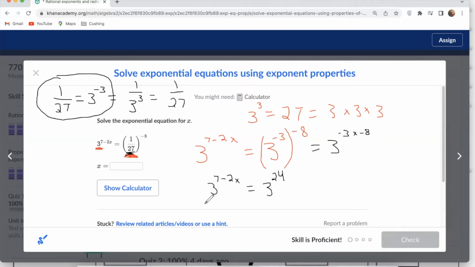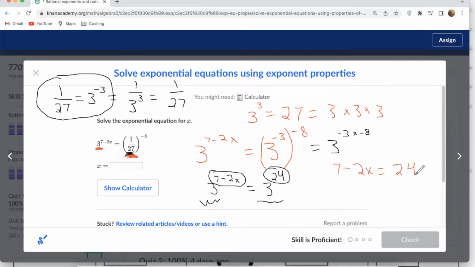Now, because the bases are the same, these two exponential expressions have to be equal to each other. If the base is the same on the left side and right side, the exponents have to be equal. So to make these equal, 7 minus 2x has to equal 24. All I'm going to do now is take 7 minus 2x and set that equal to 24.